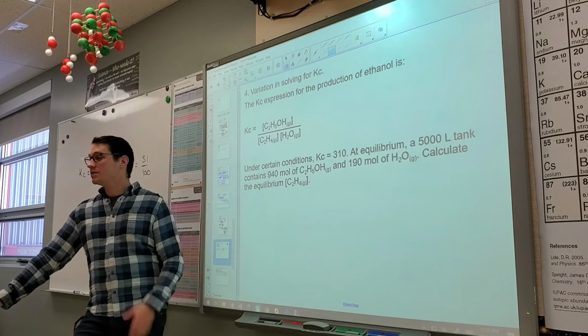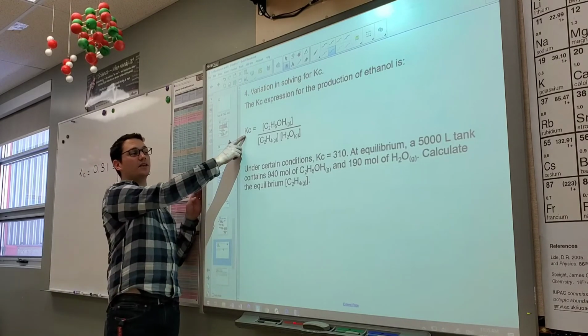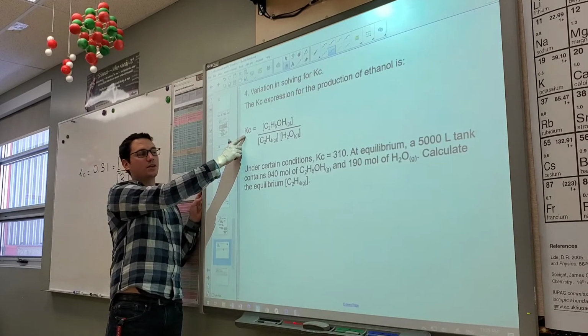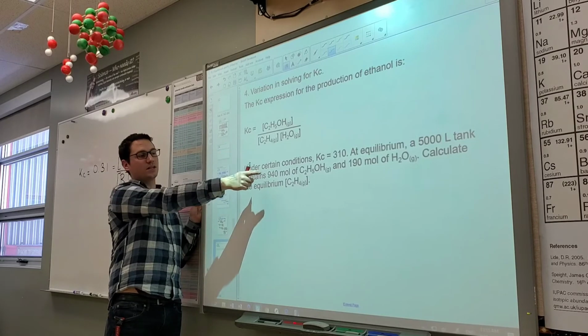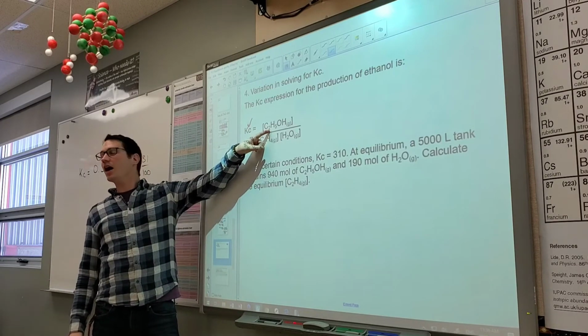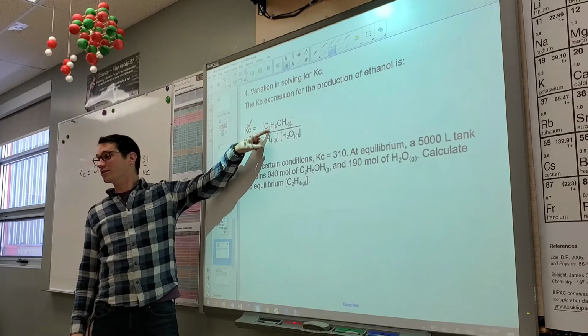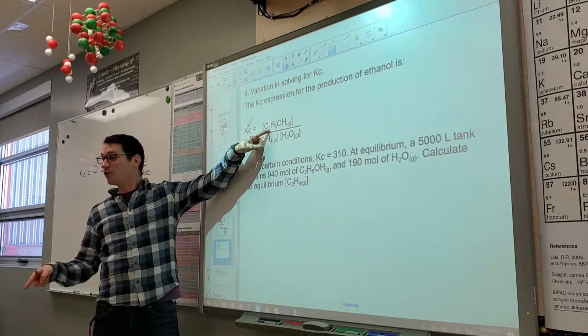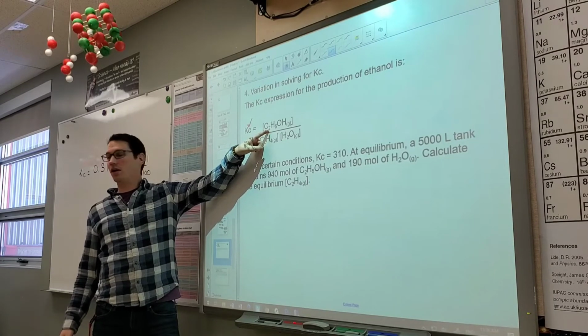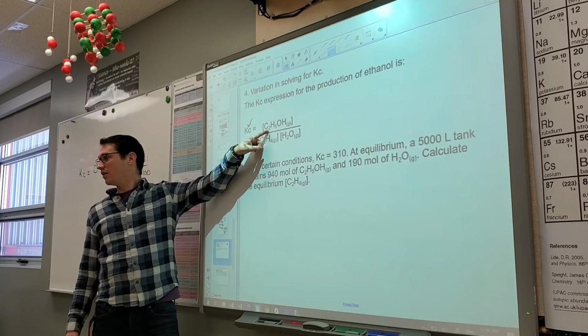So I'm curious. Let's take a look at this. Do we have the Kc value? Does it give us Kc in the question? Yes, it does. Good. Check. Does it give us the ethanol concentration? No, but we can get it really easily, right? How would you get the ethanol concentration?